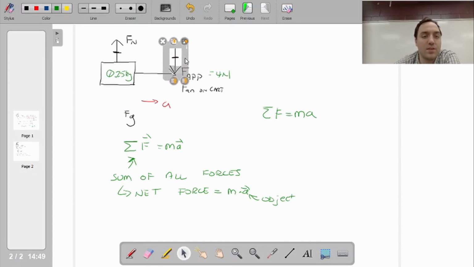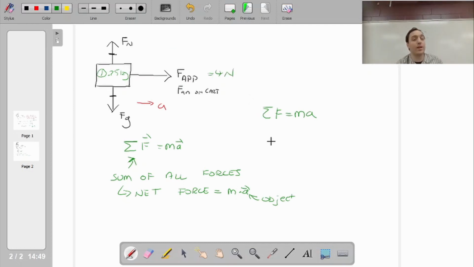is we can copy this over, and we notice that the up and down just cancel each other out. They have no effect. It ends me back here. So I can find the acceleration if I know the force and the mass. So 4 equals mass 0.25 times a, or a equals 16 meters per second squared. Pretty simple.